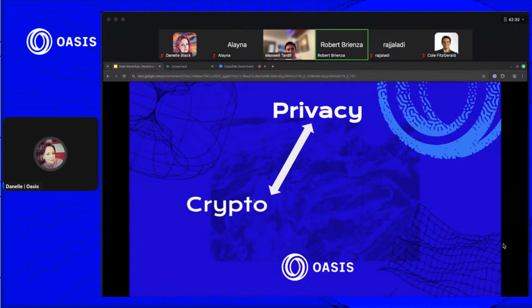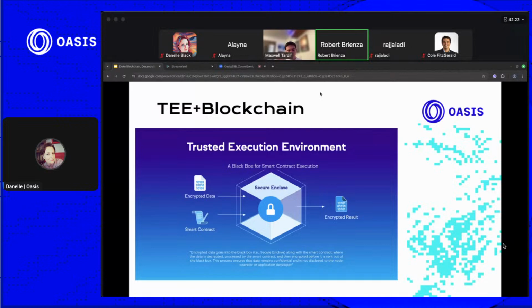Okay, so we dealt with crypto and we addressed privacy. So how can we combine the two now? And we can do that actually, well, maybe not so easily, but we have done it and it does work. So by combining these trusted execution environments with a blockchain, you can have this black box situation again. You take your encrypted data, you have some smart contract, it does some computation, and you get an encrypted result. And this is very nice because a lot of smart contract applications today, essentially all of them, are fully transparent, and that limits what you can do with them in general.